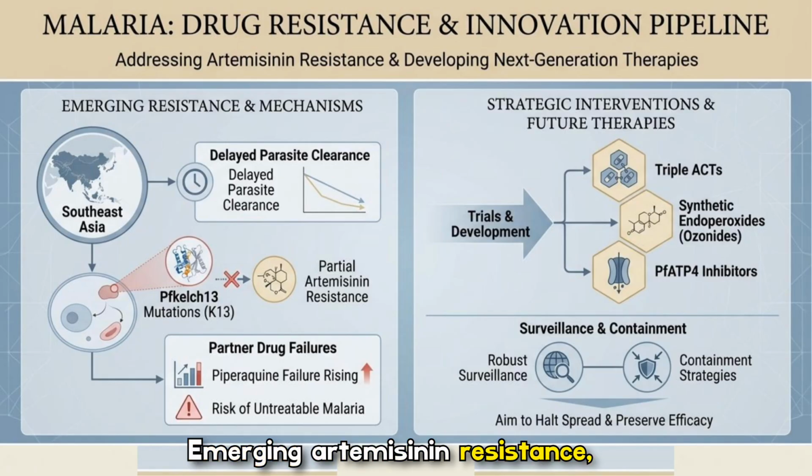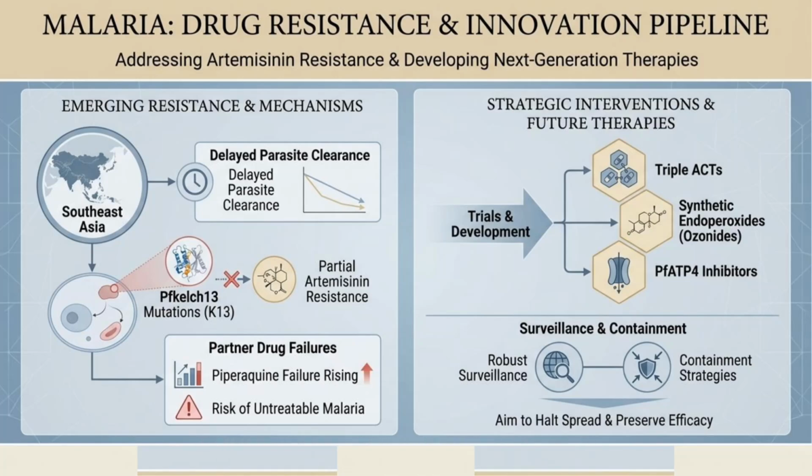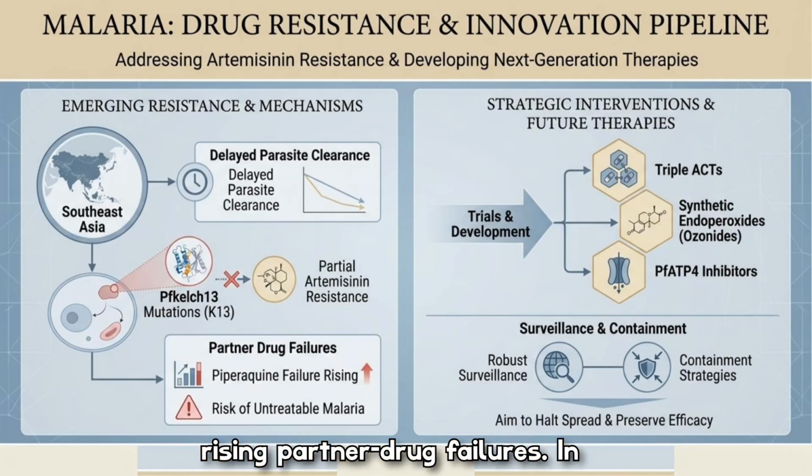Emerging artemisinin resistance, notably in parts of Southeast Asia, is linked to PfKelch13 mutations and manifests as delayed parasite clearance and rising partner drug failures. In response, research is advancing triple ACTs, synthetic endoperoxides, and PfATP4 inhibitors, while robust surveillance and containment strategies aim to halt spread and preserve the efficacy of existing drugs.